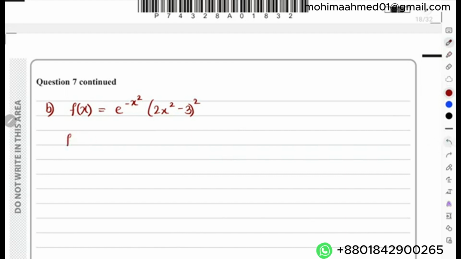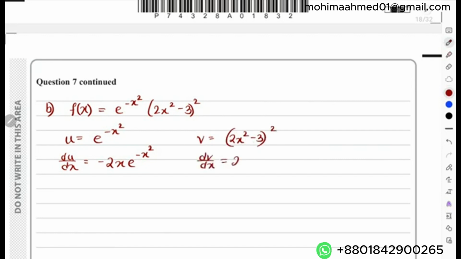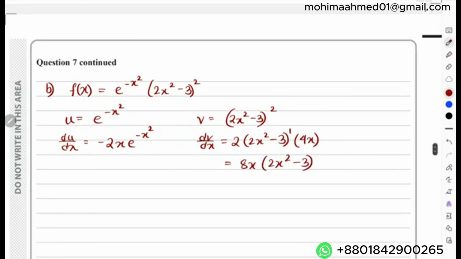So we'll first start with that u part over here. U is e power minus x square, du by dx is minus 2x e power minus x square, right? And then you have part v, which is 2x square minus 3 whole square. So dv by dx is 2 times 2x square minus 3, and then it's going to be 4x inside the brackets. So you have 8x times 2x square minus 3. Power 1 should not be written over here.